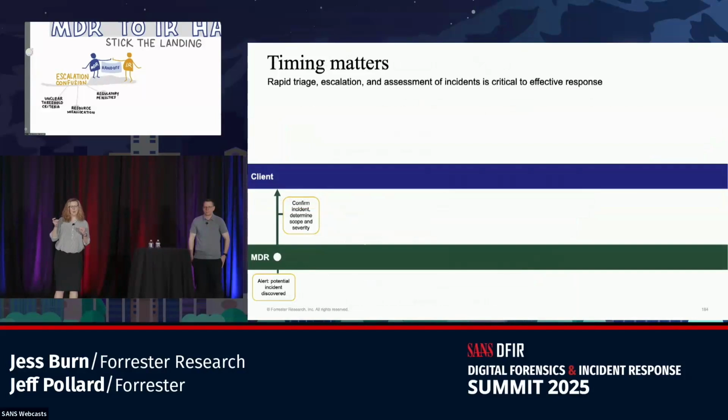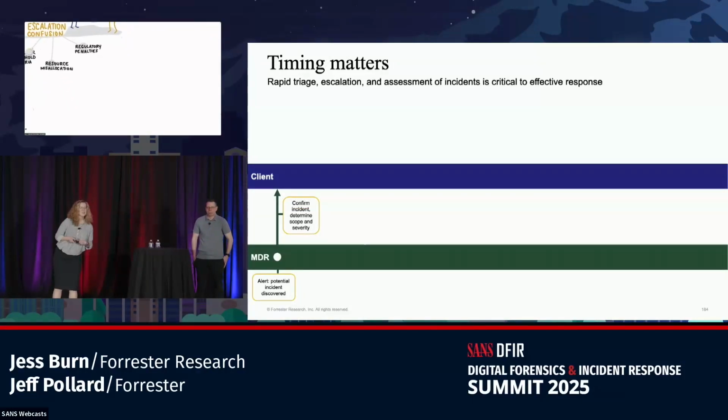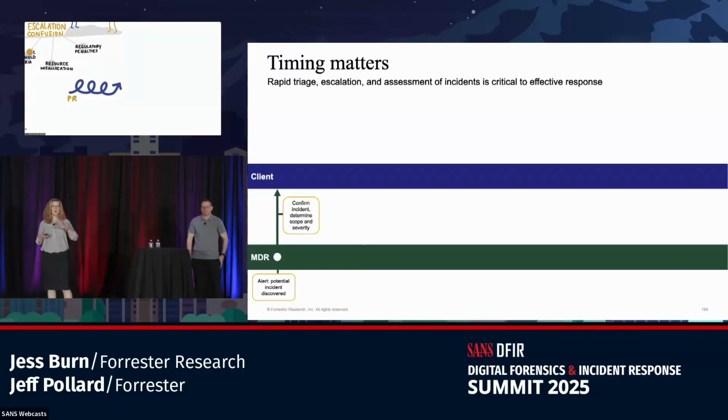So I have this little timeline here. It's pretty crude. And we're going to talk about the steps that it takes to actually have a smooth MDR to IR handoff. And then again, an IR back to MDR handoff, because we did identify that as a problem as well. So I'm not going to go into specifics. This isn't a tabletop exercise, but let's just say the MDR provider gets an alert. They realize this is something that's beyond just regular incident management. They're going to escalate it up to the internal folks in your organizations.